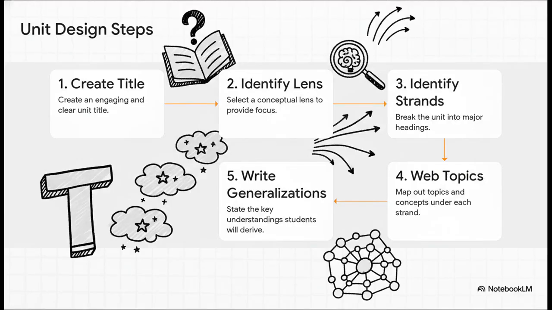Now, this process from Erickson and Lanning gives us a super clear roadmap. Think of it like planning a road trip. First, you pick your destination. That's your title. Then you choose your route. That's the conceptual lens. You identify the major cities you'll stop in. Those are the strands. And then you map out all the smaller roads that connect everything. The whole point is to guide learners so they discover those big, transferable generalizations on their own.